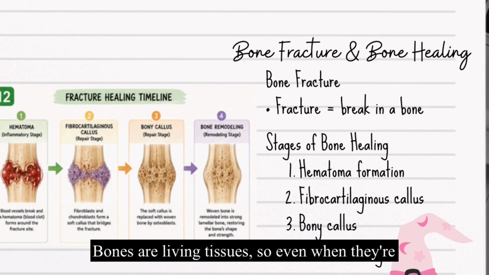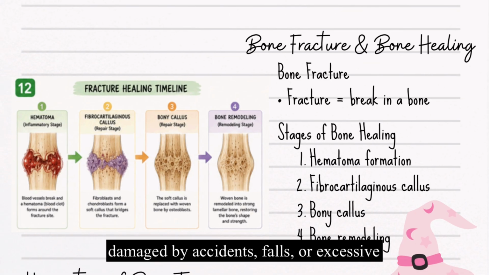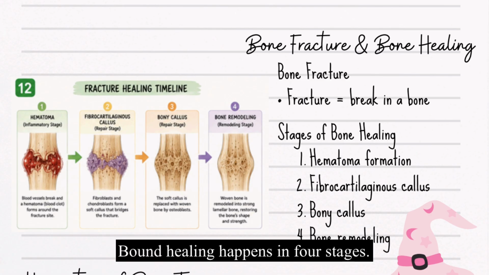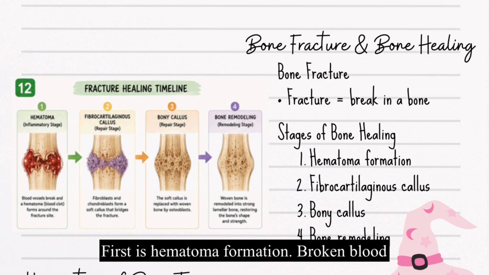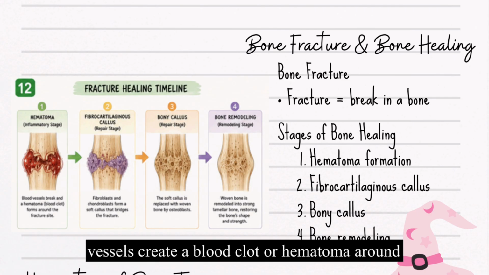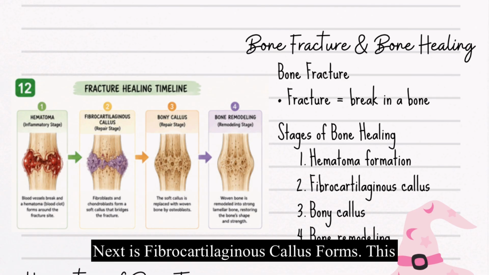Bones are living tissues, so even when they're damaged by accidents, falls, or excessive force, they still have the ability to repair themselves. Bone healing happens in 4 stages. First is hematoma formation. Broken blood vessels create a blood clot, or hematoma, around the fracture. Next, the fibrocartilaginous callus forms.